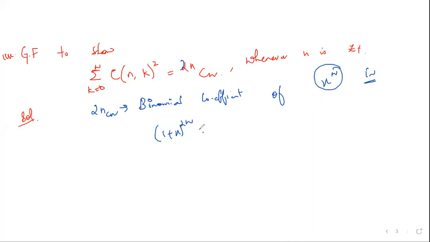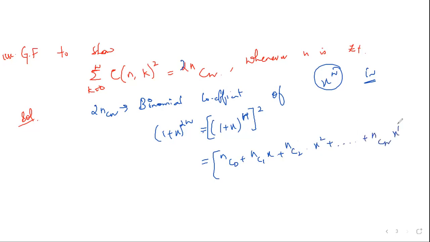Now, for this term, what we can do is (1 plus x)^2n can be written as ((1 plus x)^n) whole square. Correct? Now, how should we expand this? This is our normal binomial formula. So this is (nC0 plus nC1 into x plus nC2 into x^2 plus and so on up to nCn x^n) whole square. Now, what is the coefficient of x^n in this expression?